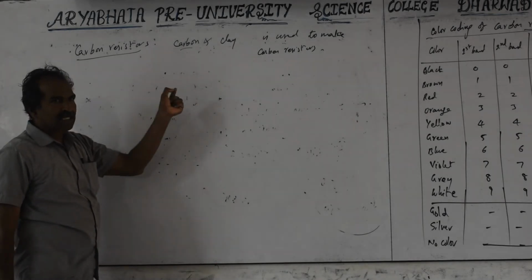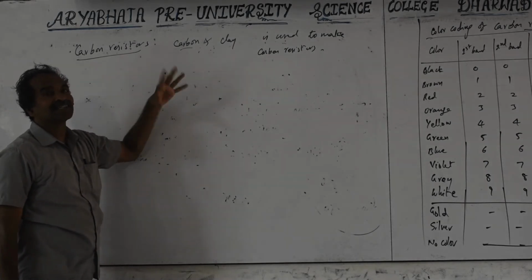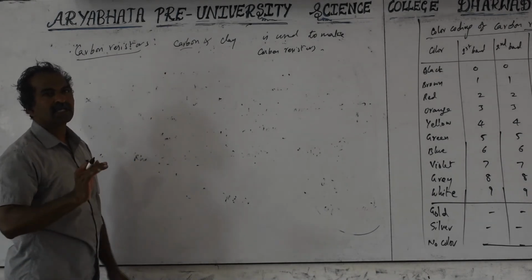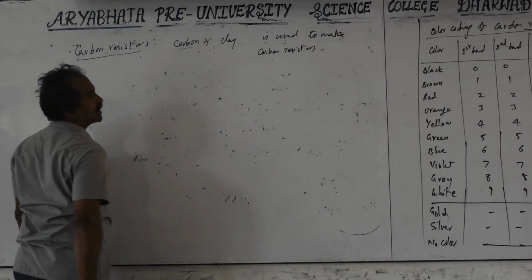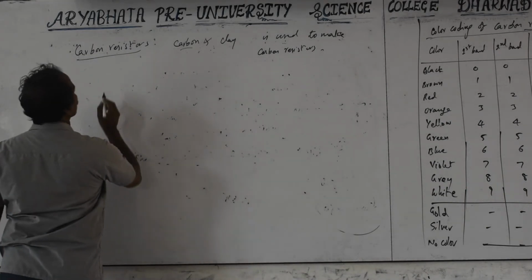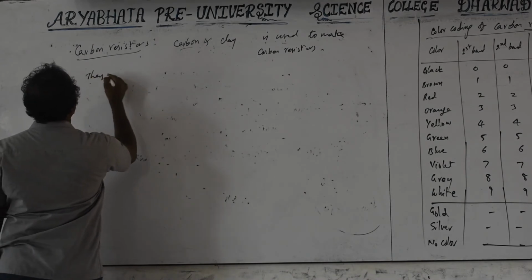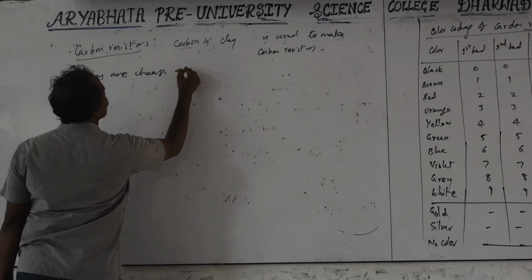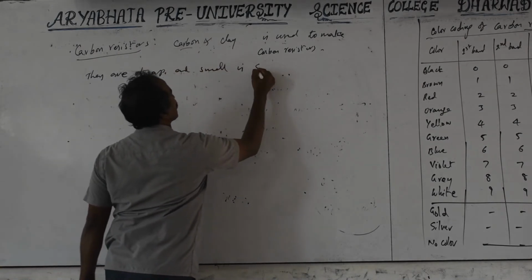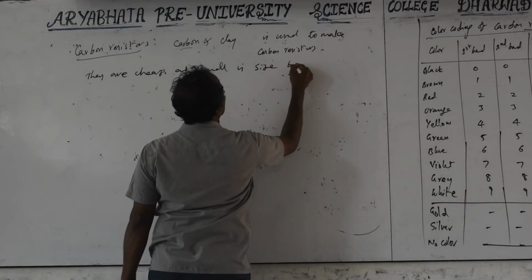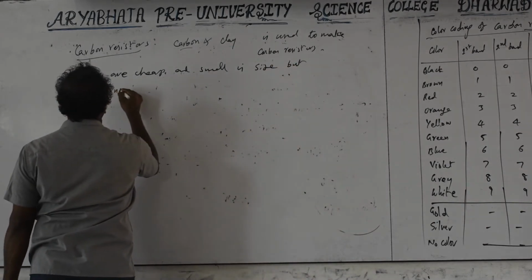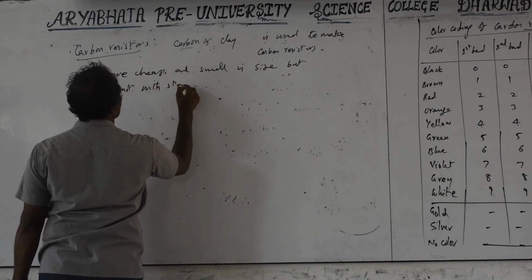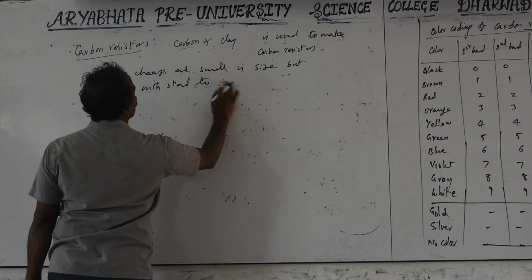They are small in size, but the problem is they cannot withstand large currents and large powers. They are used up to 1 watt power. They can withstand only some currents, generally up to a few amperes. They are cheap and small in size, but cannot withstand large currents.